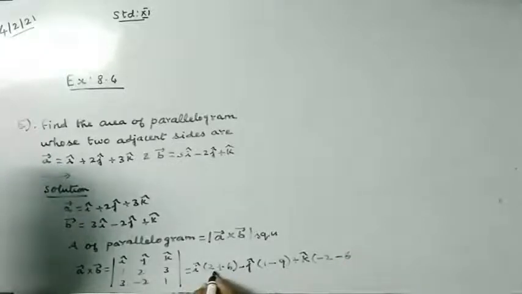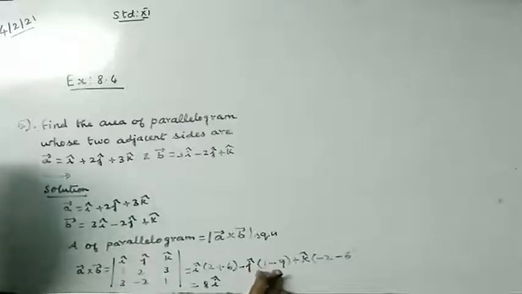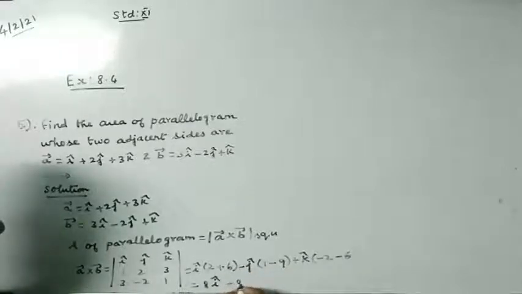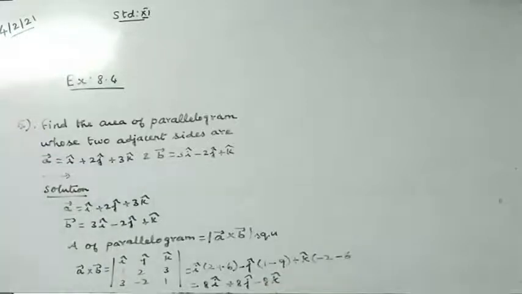So the answer is 2 plus 6 is 8, which is equal to 8 i cap. Minus 9 plus 1 is minus 8, minus minus plus 8 j cap. Minus 2 minus 6 is minus 8 k cap. So I can take 8 as a common number.